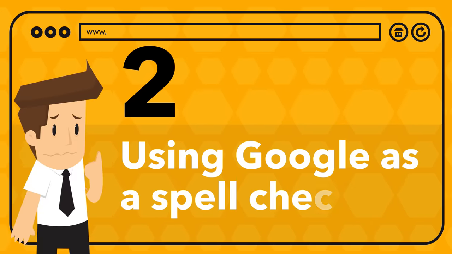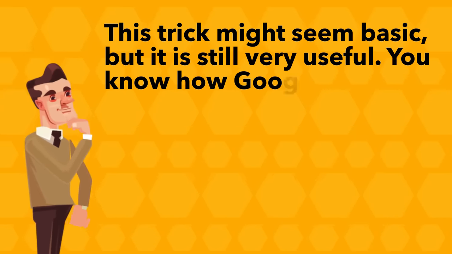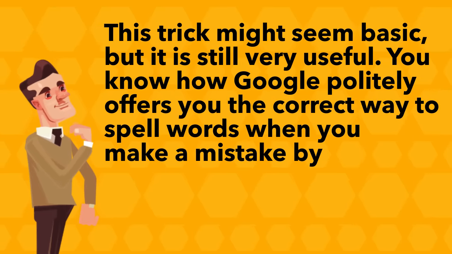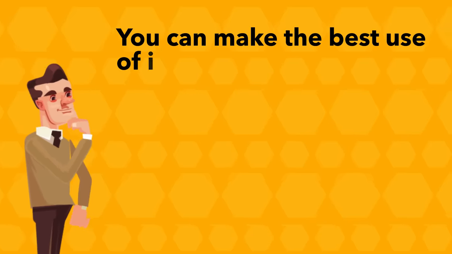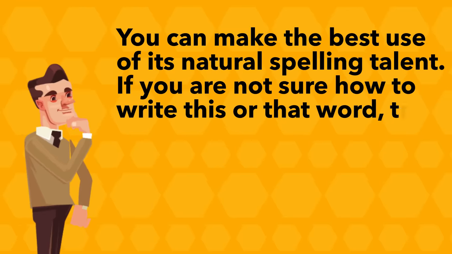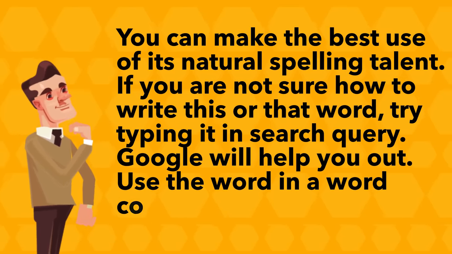Number 2. Using Google as a spell checker. This trick might seem basic, but it is still very useful. You know how Google politely offers you the correct way to spell words when you make a mistake by accident? You can make the best use of its natural spelling talent. If you are not sure how to write this or that word, try typing it in search query. Google will help you out. Use the word in a word combination for a better result.